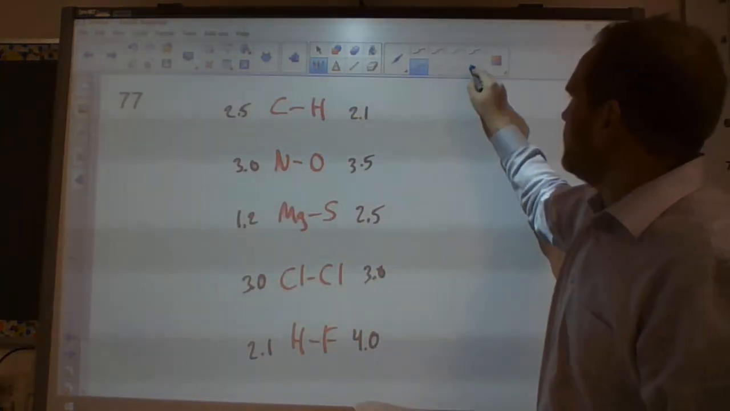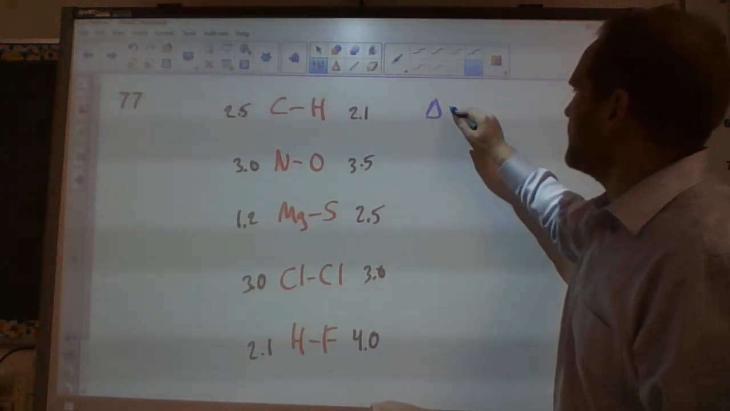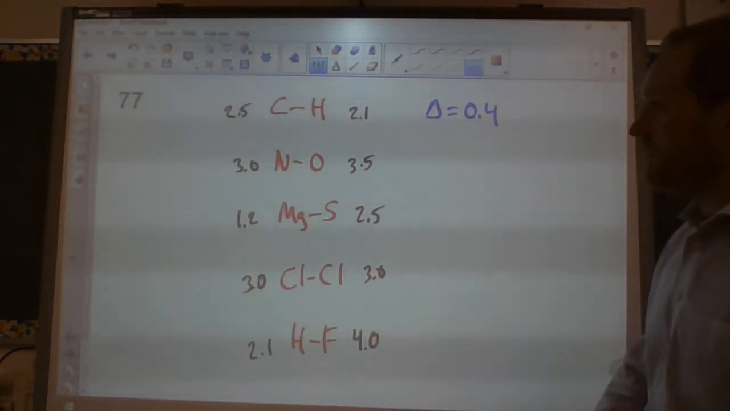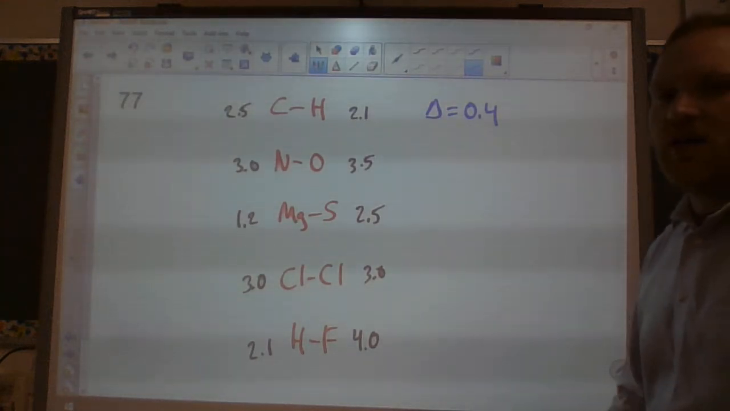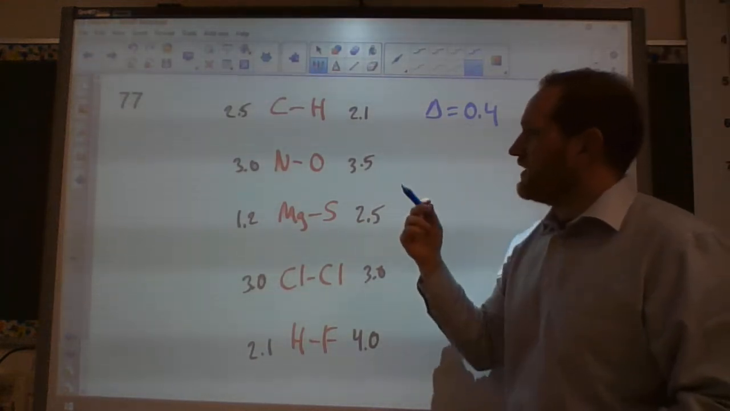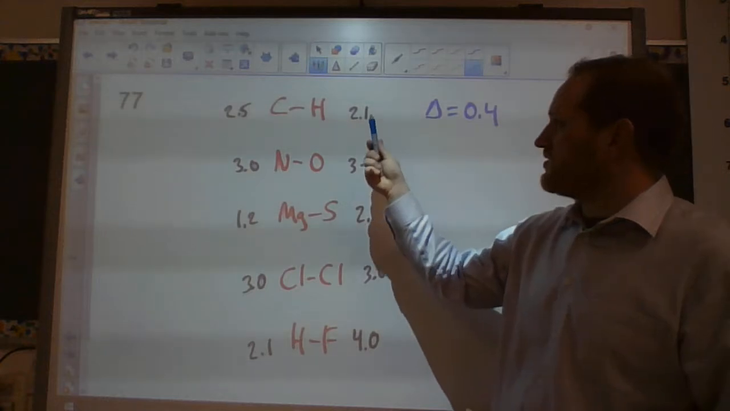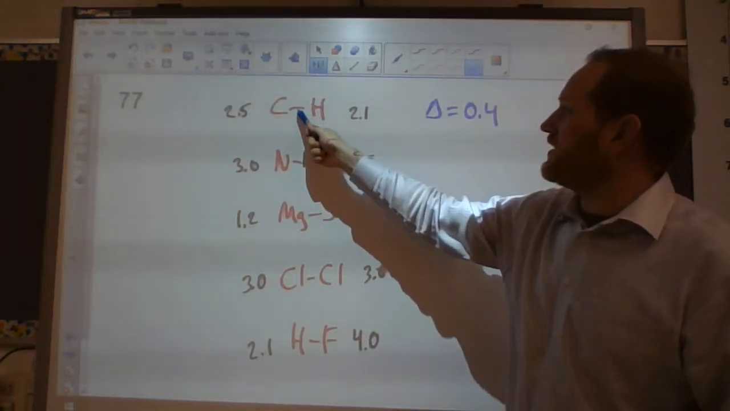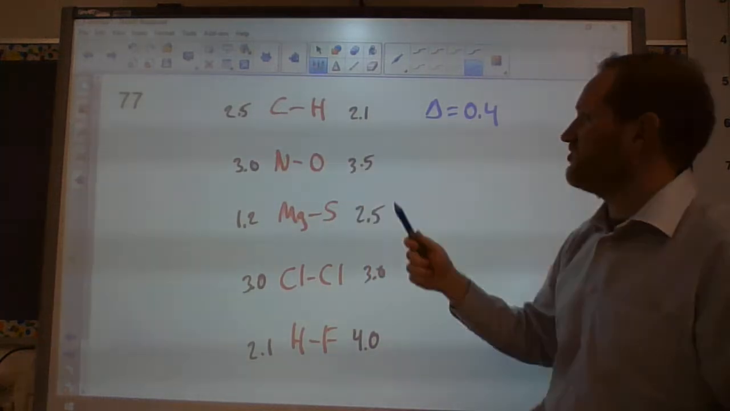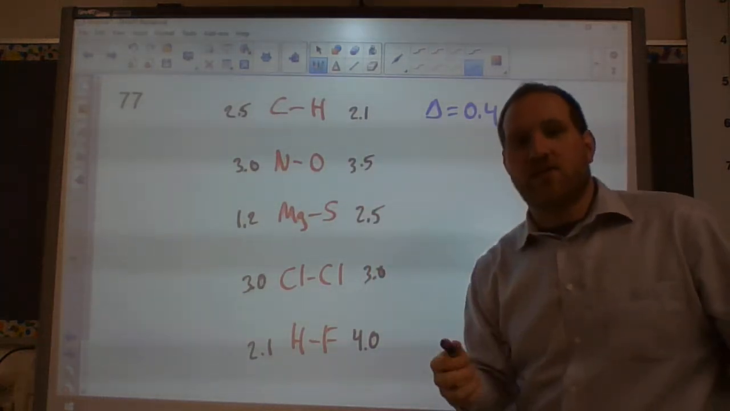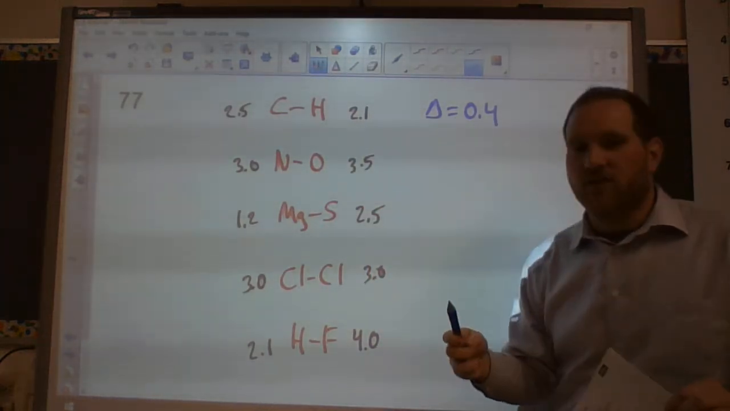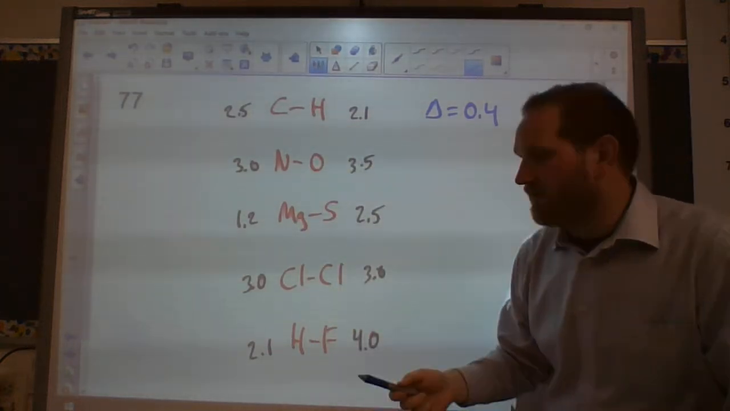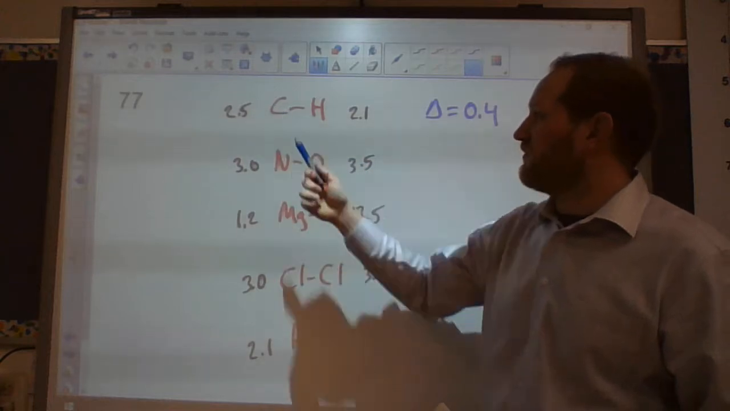So the difference here, the change in electronegativity is 0.4. According to this, it is going to be a polar covalent bond. So there's a little bit of polarity, and those electrons are pulled towards the one with the higher electronegativity. So these two shared electrons are going to end up a little bit closer to the carbon than the hydrogen. Think of hydrogen as like the weakest of the nonmetals. It's the kid on the playground that gets bullied by all these other nonmetals. So the electrons are getting pulled away from it.